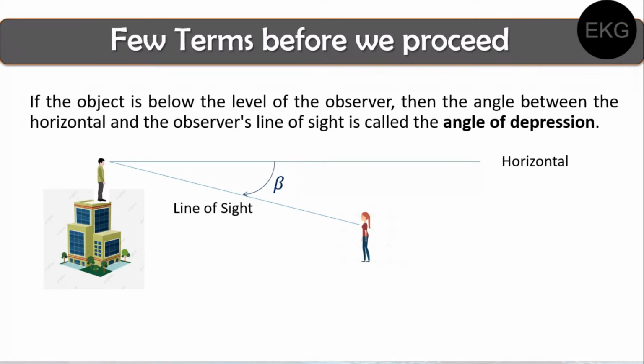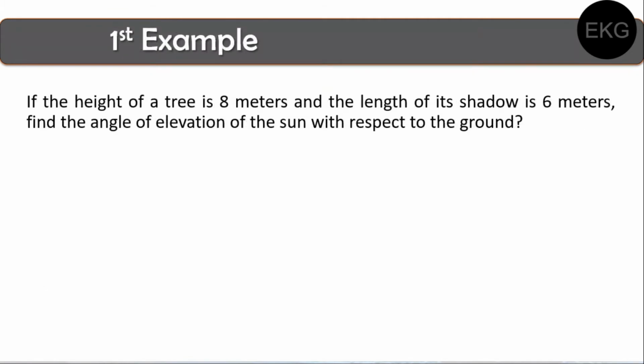Okay? So, now that we have already pointed out the difference between an angle of elevation and angle of depression, let's start by solving one simple problem first. Okay? So, for our first example, we have this: if the height of a tree is 8 meters and the length of its shadow is 6 meters, find the angle of elevation of the sun with respect to the ground. Okay?